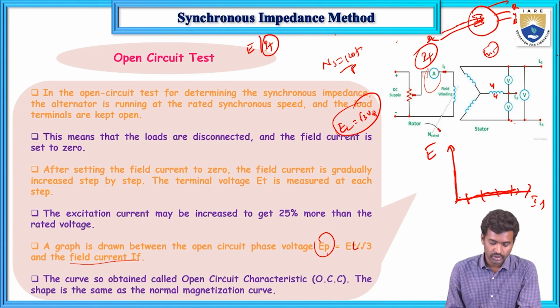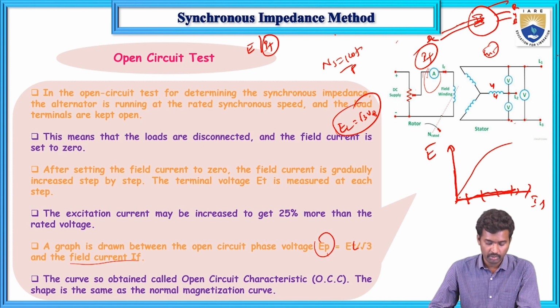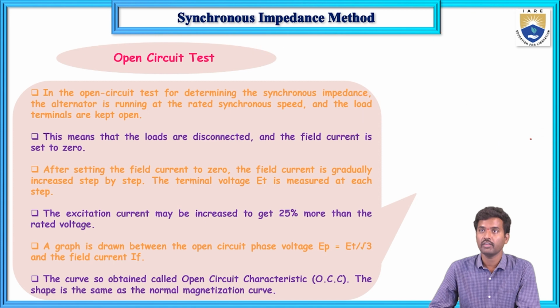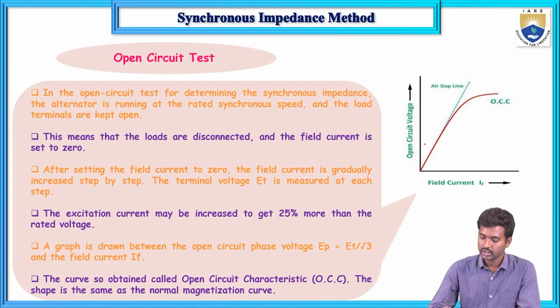Now the curve can be obtained. That curve is known as the open circuit characteristic, and its shape is the same as the magnetization curve in the case of a DC generator. Magnetization characteristic, it looks like this. In the next slide I will show you how it is drawn. This is the open circuit characteristic, this is the air gap line, this is the open circuit voltage, and this is the field current.